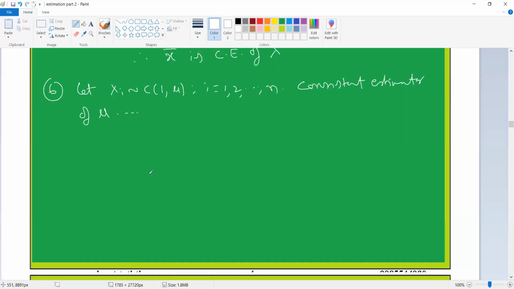is not a consistent estimator of population mean mu. In this case, alternatively, we take the sample median. Sample median is a consistent estimate. We have to show that sample median is a consistent estimate of the population parameter mu. It is very, very important from the examination point of view.